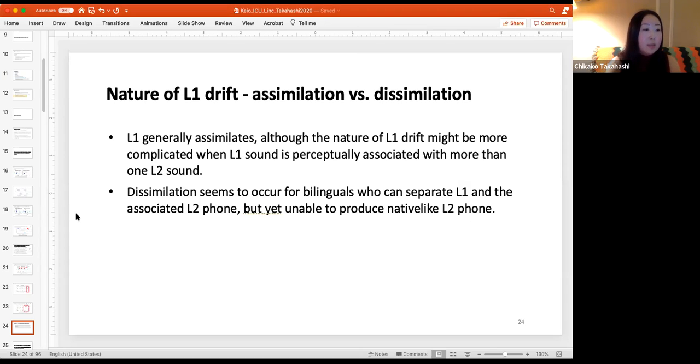On the other hand, dissimilation seems to occur for bilinguals who can somewhat separate L1 and the associated L2 sound, but yet are unable to produce a native-like L2 form. We will come back to these points later, but what I'd like to do now is to look at some of the perception results.